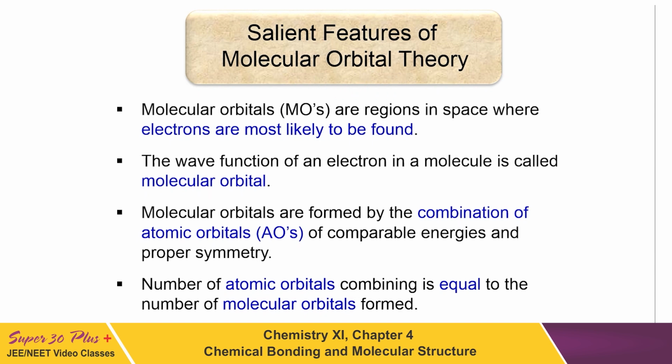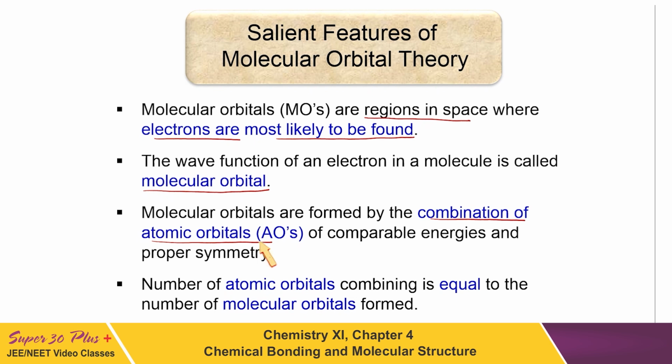Molecular orbitals are those orbitals which belong to a molecule. The orbital which belongs to an atom is called an atomic orbital, and the orbital which belongs to a molecule is called a molecular orbital. They are the regions in space where electrons are most likely to be found. The wave function of an electron in a molecule is called a molecular orbital. Molecular orbitals are formed by the combination of atomic orbitals in a linear fashion.